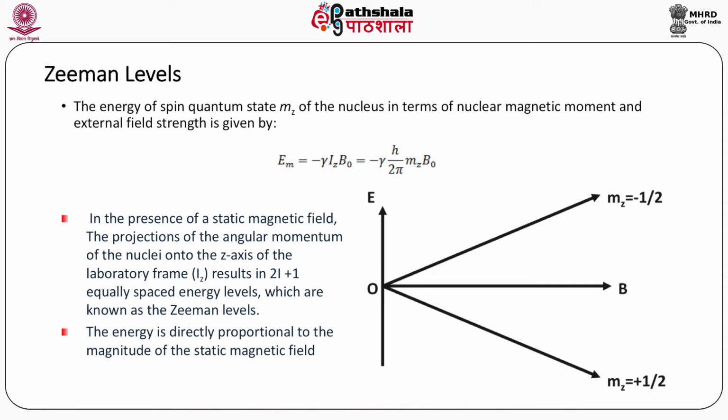Many times it is assumed that energy is expressed in units of ħ, or h/2π, and therefore ħ is not explicitly written. In the presence of a static magnetic field, the projections of the angular momentum of the nuclei onto the z-axis of the laboratory frame, Iz, result in 2I + 1 equally spaced energy levels, which are known as the Zeeman levels. The energy is directly proportional to the magnitude of the static magnetic field. For a spin-half nucleus, there are two states, mz = +1/2 and -1/2, and the energy states are shown in the figure.